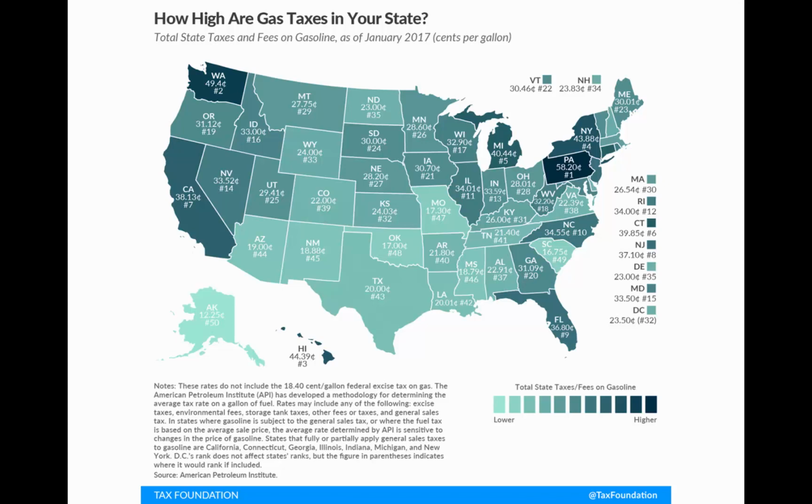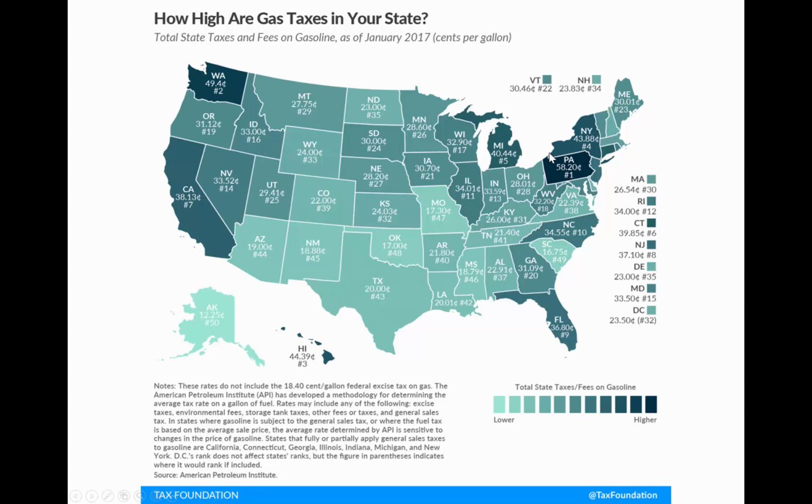Gas taxes are a form of excise tax. An excise tax is a special tax that applies just to certain categories of goods. A fuel tax or a tax on cigarettes are examples of excise tax. And you can see that there's quite a difference, a spectrum on gas taxes across the country, as high as 58 cents a gallon in Pennsylvania.